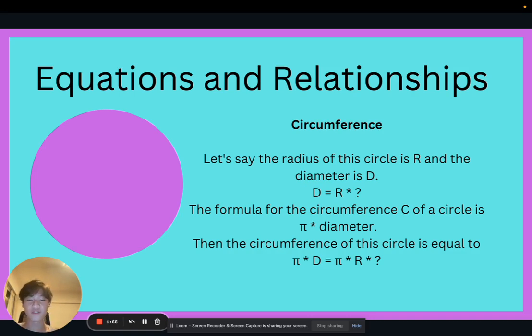Well, the circumference of the circle we can find through the formula d times pi, where d stands for diameter. So you can see the formula for the circumference C of the circle is equal to pi times the diameter. So that is how you find the circumference of a circle.